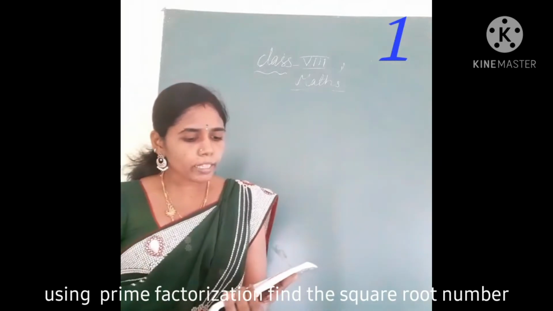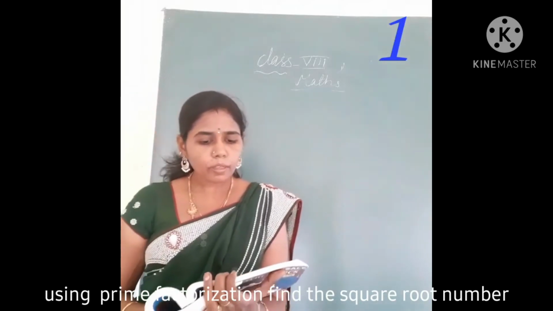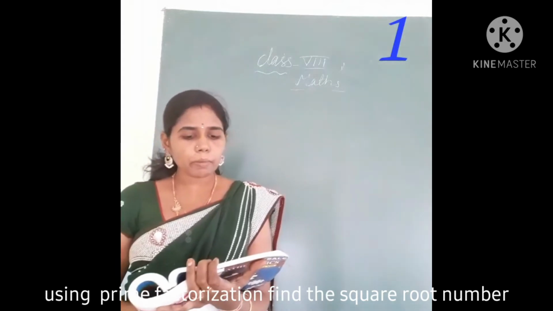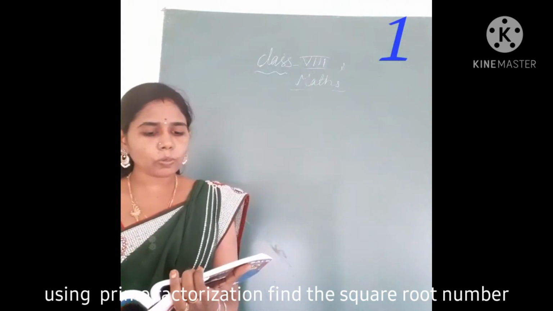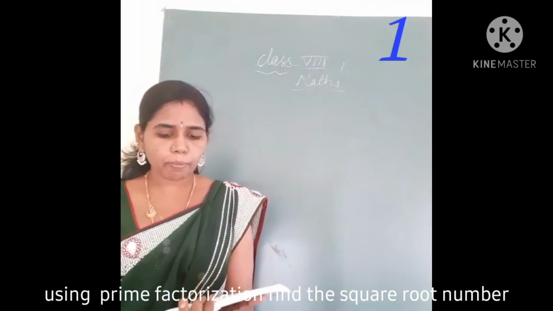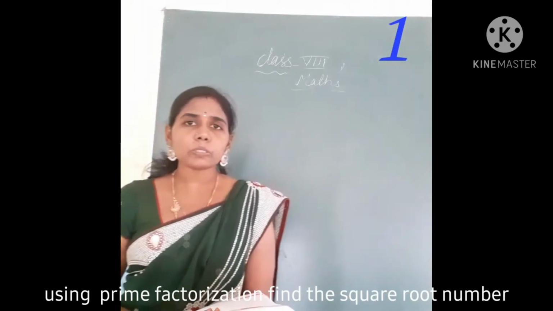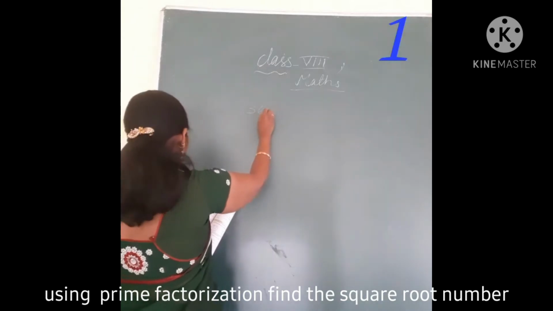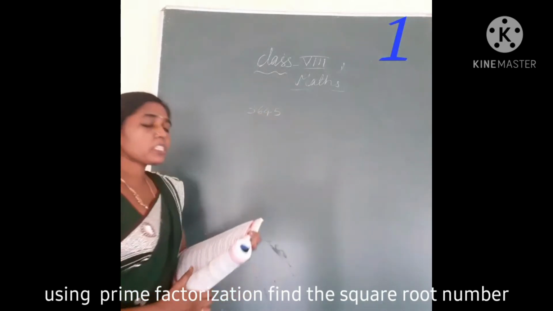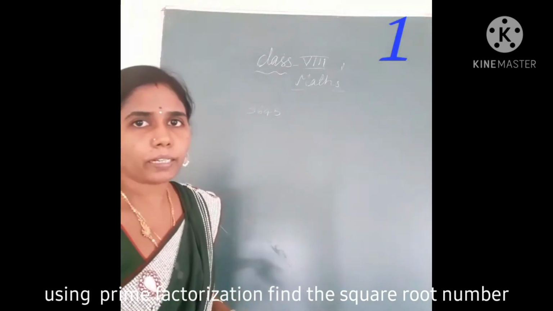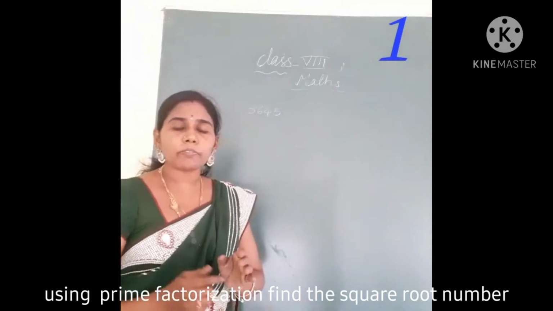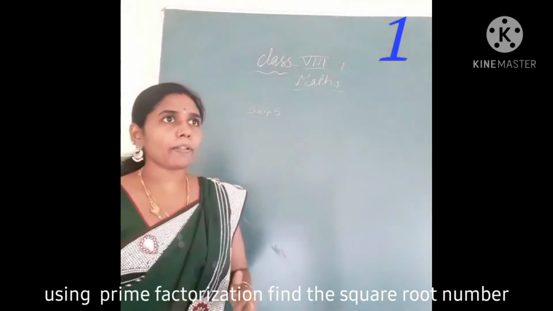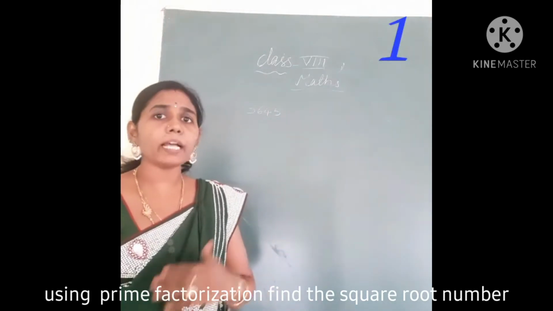Next, find the smallest number, page number 134, second question. Find the smallest number by which 3645 must be multiplied to get a perfect square. See here, what number is given? 3645. Which number should we multiply by? Where can we use prime factorization here? After multiplying by which number, or otherwise dividing by which number, will we get the perfect square?